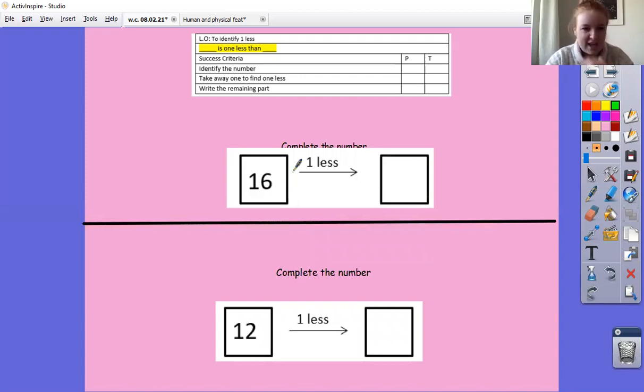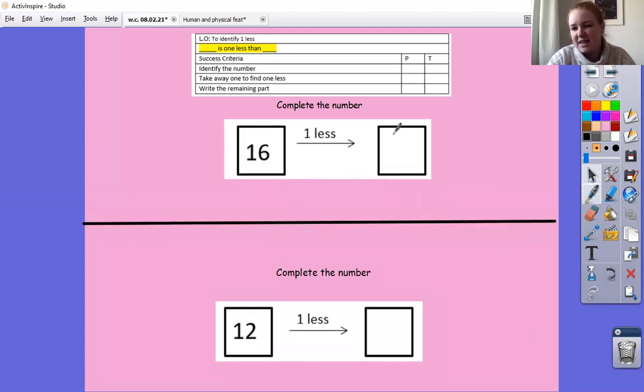So my whole is 16. So 16 is the first part of this number sentence. And 16, I know, can be split into 2 parts. So how many tens are there in 16? Well, I can see there is 1 ten in 16. And this time I'm going to represent it by the number 1. 1 ten, fantastic. I know that is my tens.